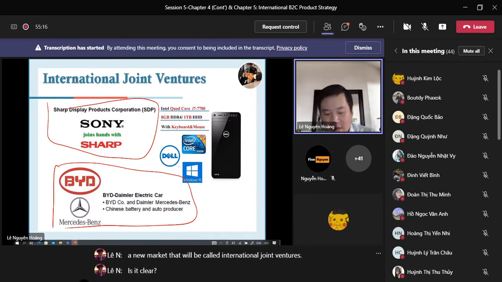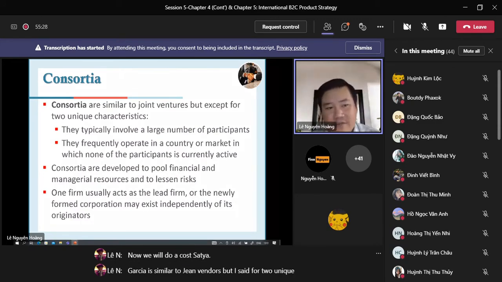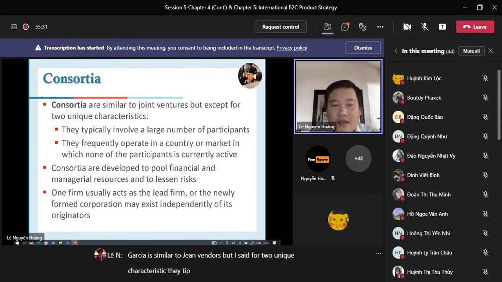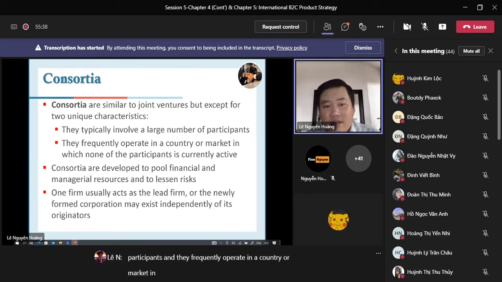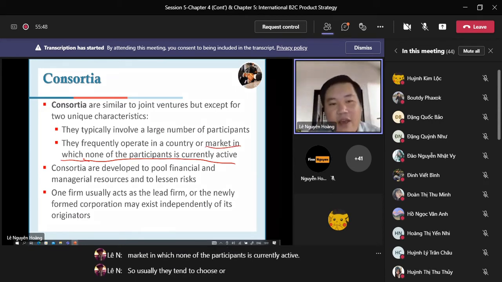Okay. Now we move to consortia. Consortia is similar to joint ventures, except for two unique characteristics. They typically involve a large number of participants, and they frequently operate in a country or market in which none of the participants is currently active. So usually they tend to choose a market in which none of the participants is currently active.